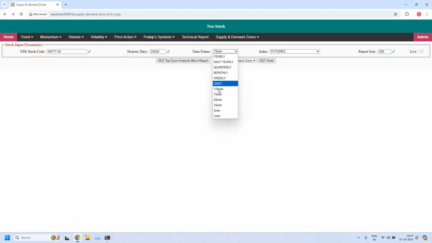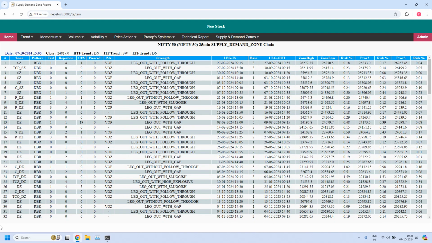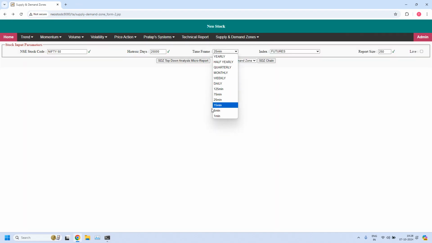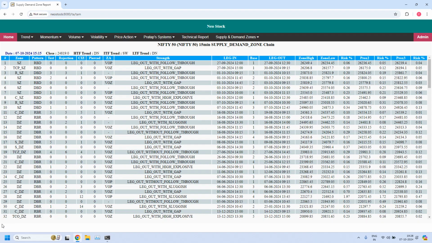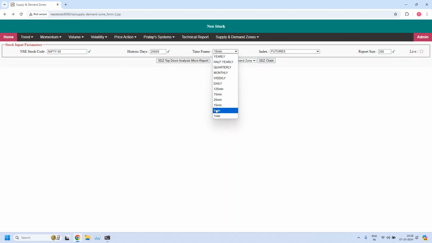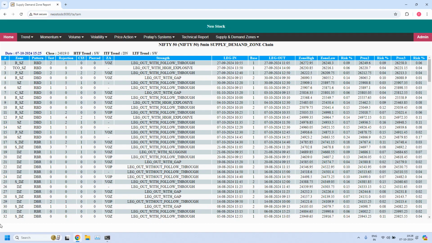Next time frame is 25 minutes, generating 25 minute supply demand zone chain for Nifty. Next time frame is 15 minutes, generating 15 minute supply demand zone chain for Nifty. Next time frame is 5 minutes, generating 5 minute supply demand zone chain for Nifty. So this is about Nifty supply demand zone chain.